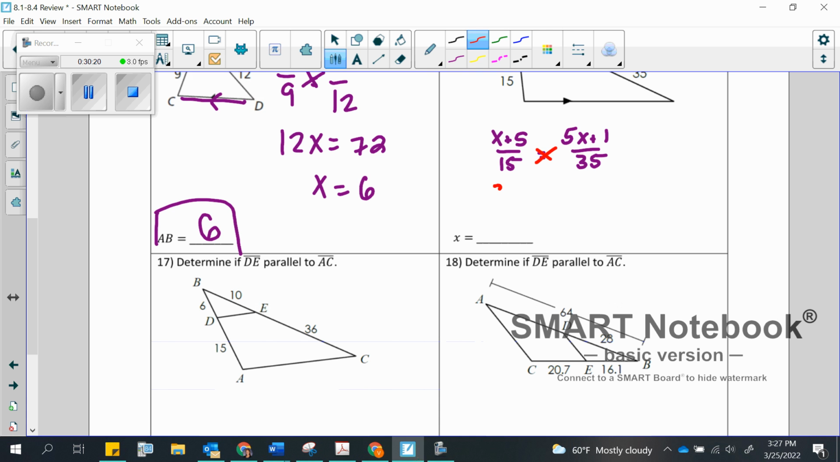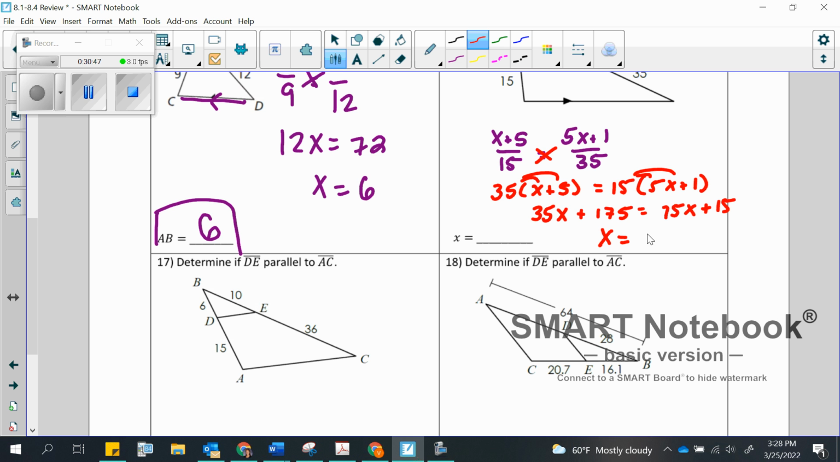I'm going to cross multiply. 35, use parentheses, times x plus 5 equals 15 times 5x plus 1. Distribute. 35x plus 5 times 35, which is 175, equals 15 times 5 is 75, x plus 15, and you can go and solve this. You don't need to watch me solve this, but x would end up equaling 4. And you can plug in, see if they're proportional. It should check out for the problem.